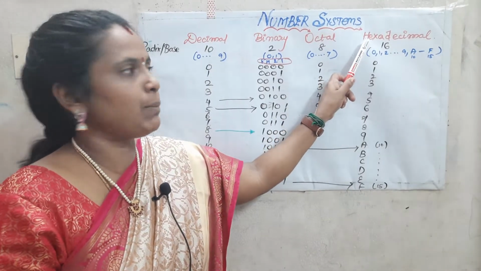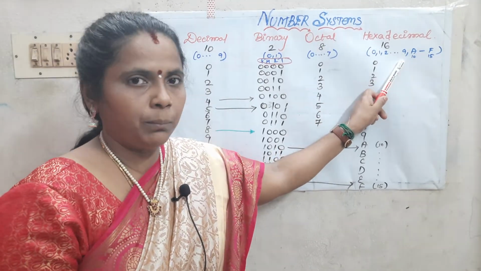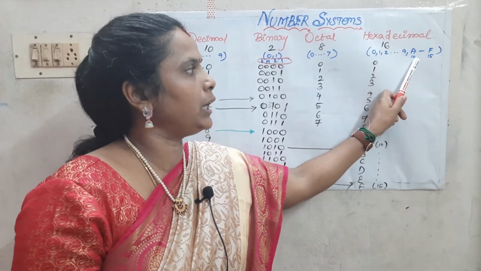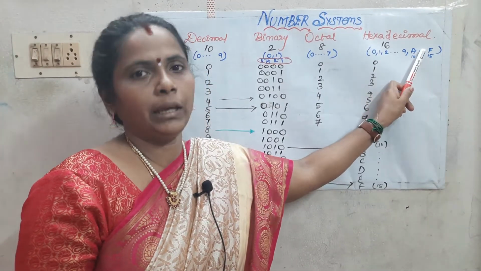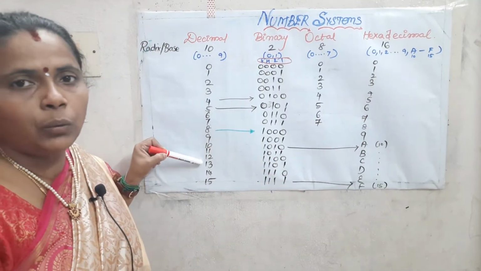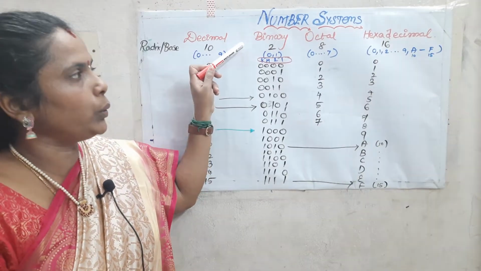Hexadecimal. In hexadecimal, the numbers allowed are 16. That is from 0 to 9, 10 numbers. From 10 to 15, usually we will not say 10 to 15, but it will be represented as A to F. Now, we know the decimal number system and how to write the numbers. Now we will move on to the binary number system, how to write the numbers.